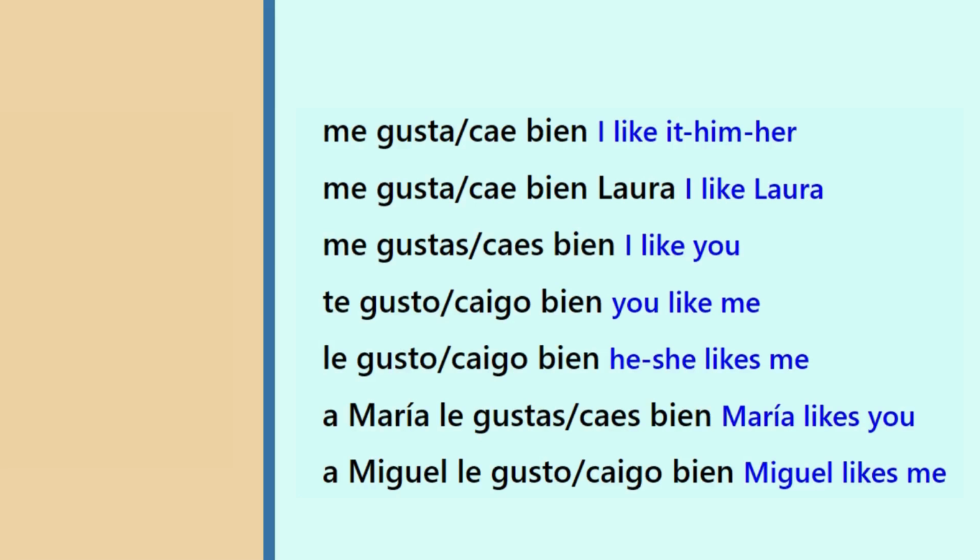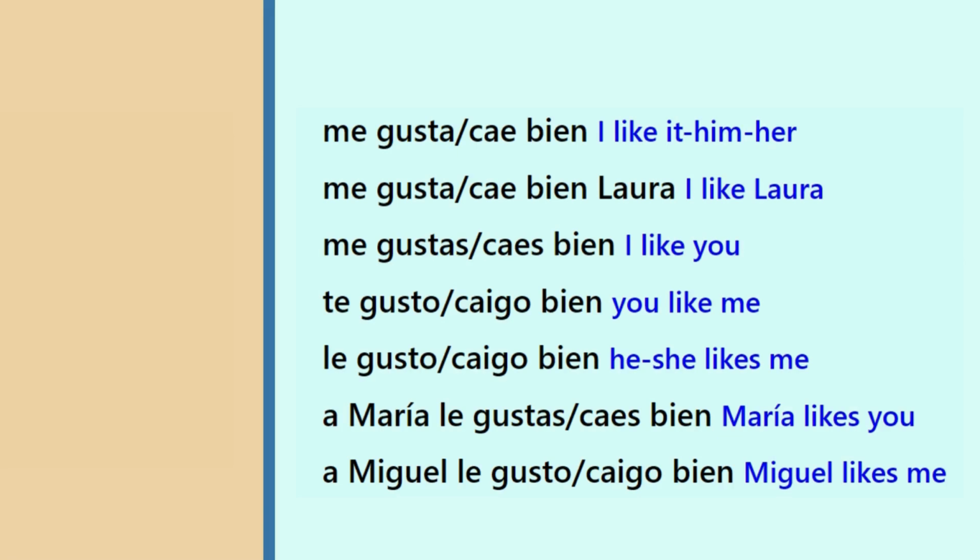Okay, let's see what we have. Me gusta or me cae bien. So me gusta, I like it. Obviously, we could say me gusta and then whatever. Me gusta la televisión, I like TV. Me gusta la pizza, I like pizza. But if we don't say that, then it means I like it. Me gusta. And me cae bien, I like him or her.